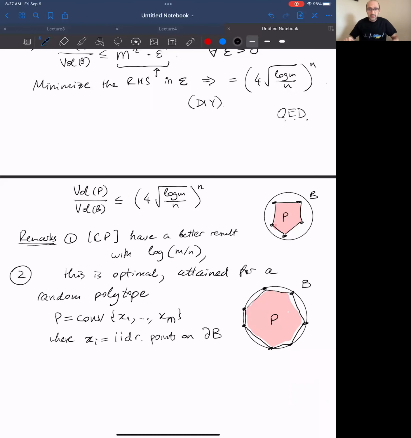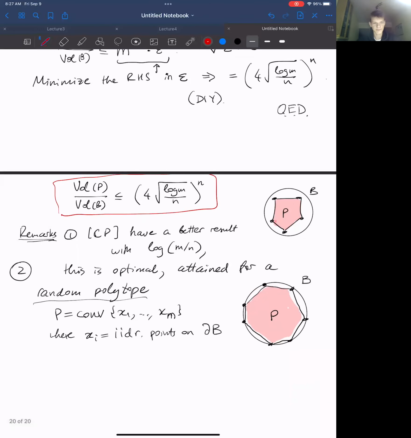It's a very cool object. Throw points, take the random hull, the convex hull. It's called a random polytope, and it attains this bound. The lower bound is also attained.